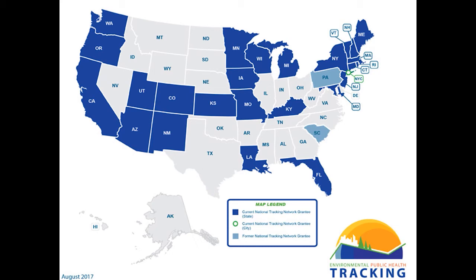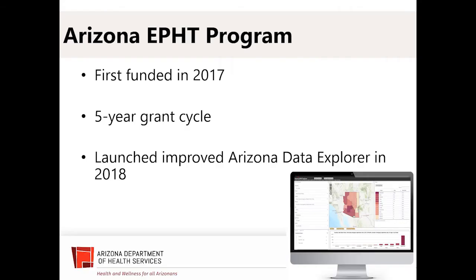Some of the data we provide on the national network is on hospitalizations and emergency department visits, birth defects, and public water system data. Arizona joined the tracking program in 2017. We launched an improved Data Explorer in 2018. Currently, we have 400 environmental health measures and 3.8 million rows of data publicly available.